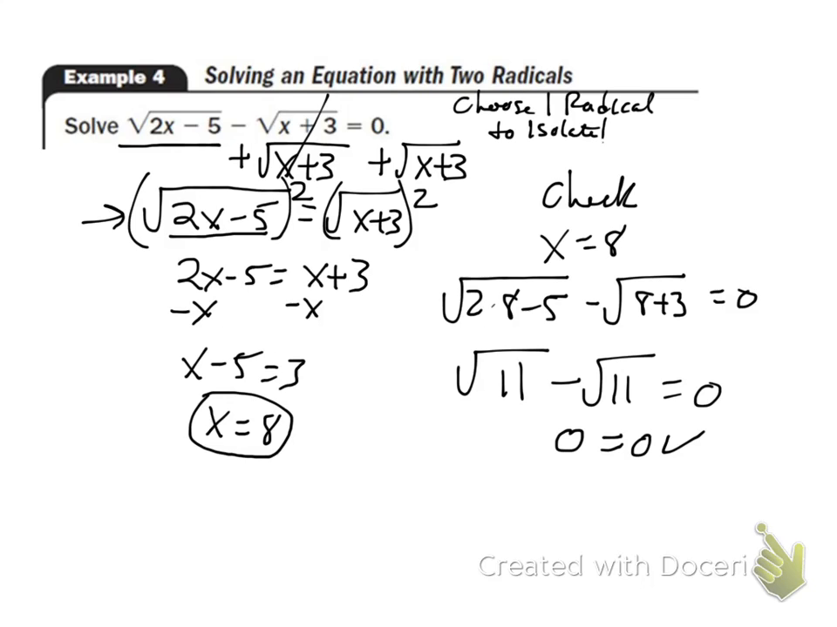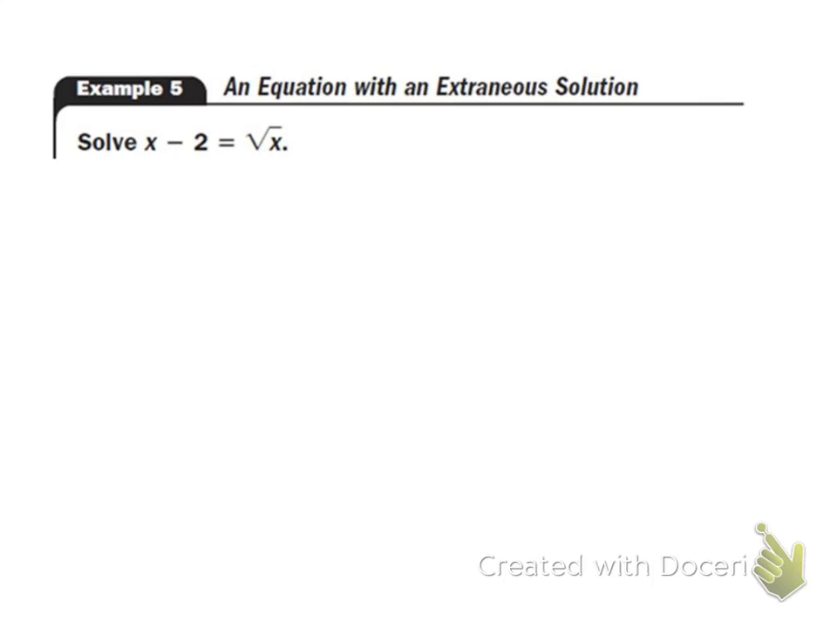The last example I'm going to do with you is the most interesting. And in this case, we kind of luck out because the first step is done for us. The radical is already by itself just waiting to be undone. So I have the square root of x, and what I'm going to do to undo the square root is square both sides. If I square the right side, I'm going to square the left side.